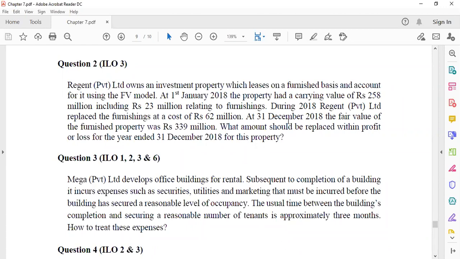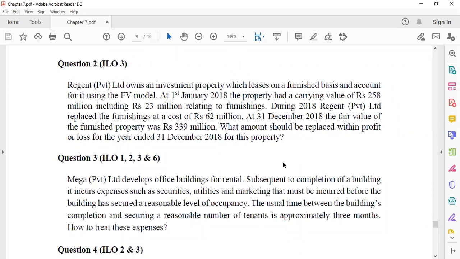So here it says that we are applying the fair value model. So as at 1st of January 2018, the property had a carrying value of 258 million, including rupees 23 million relating to furnishing. So the carrying amount or the fair value at the beginning of the period was 258. In that, the value of the furnishing is 23 million.